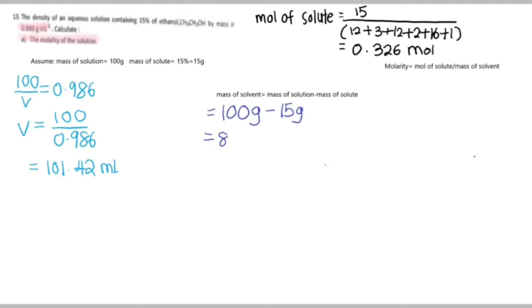Alright, here my friend writes, using the density given from the question to find the volume that we'll use later. So we just find it, and the volume is 101.42 milliliters.